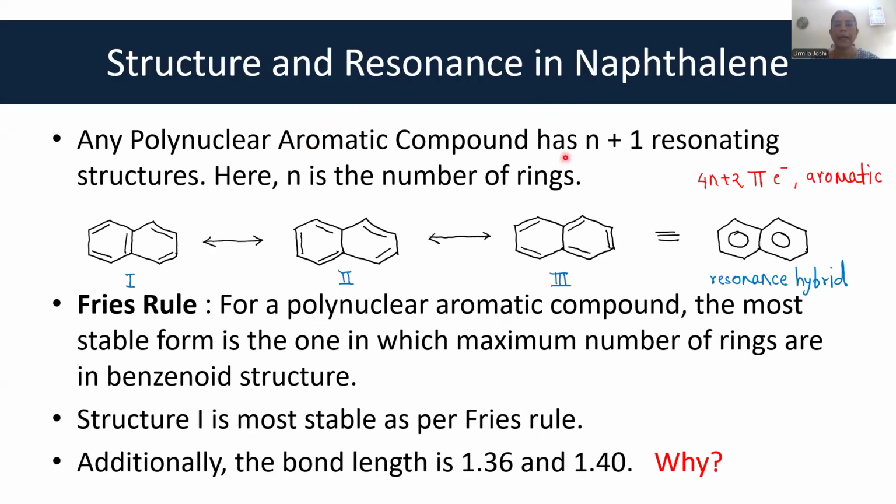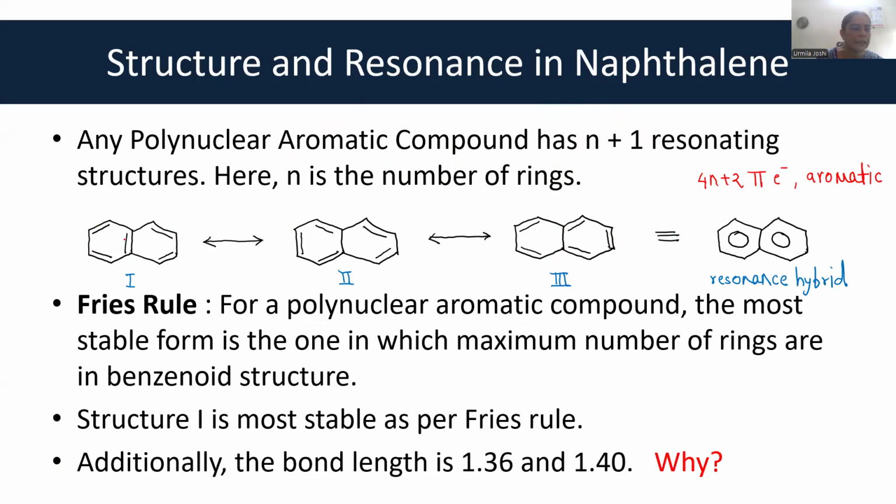Any polynuclear aromatic compound has n+1 resonating structures. Remember this, any polynuclear aromatic compound has n+1 resonating structures where n corresponds to the number of rings. Now, naphthalene has two rings and so it has three resonating structures. Let us see how. This is the first structure that has been drawn.